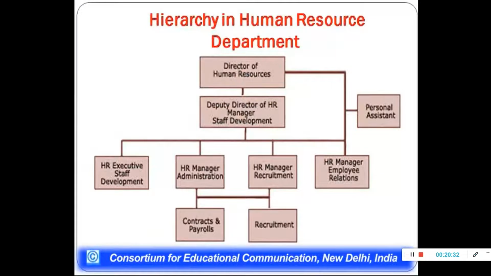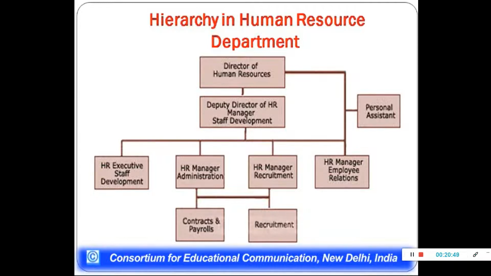Now let us have a look at the hierarchy in human resource development. So let us see this particular slide. Right on the top, we have the director of human resources, followed by the deputy director of human resource staff development, and both of them have a personal assistant.